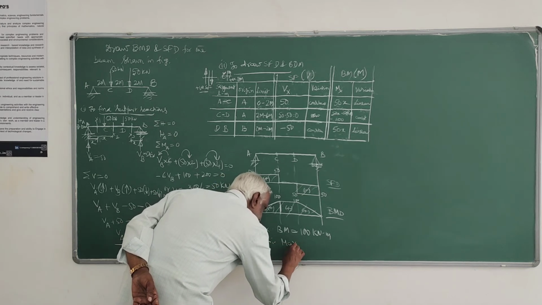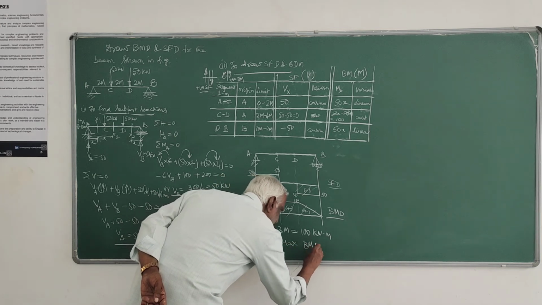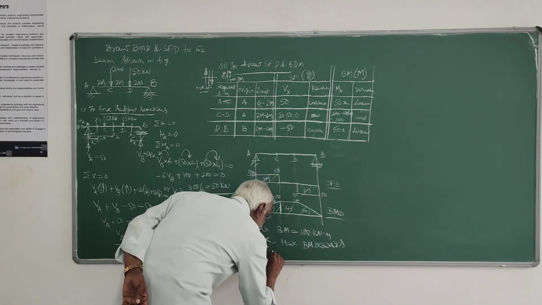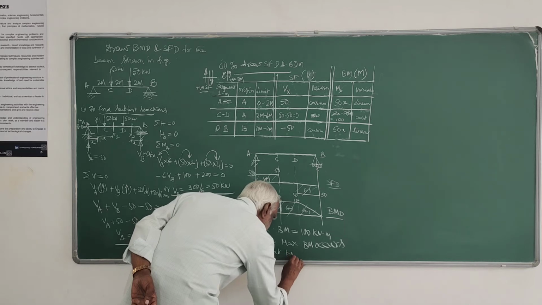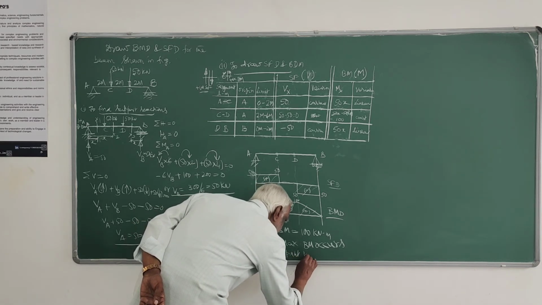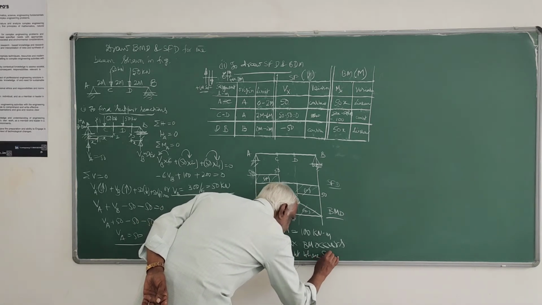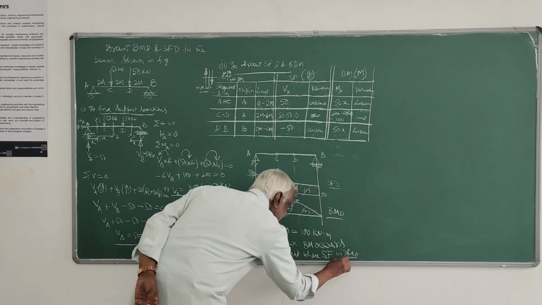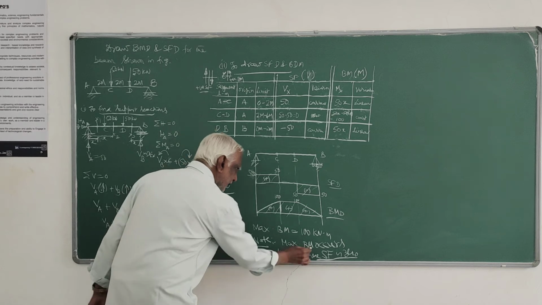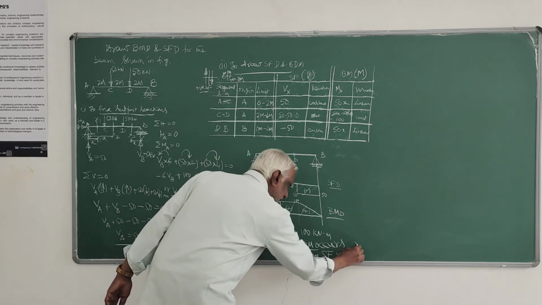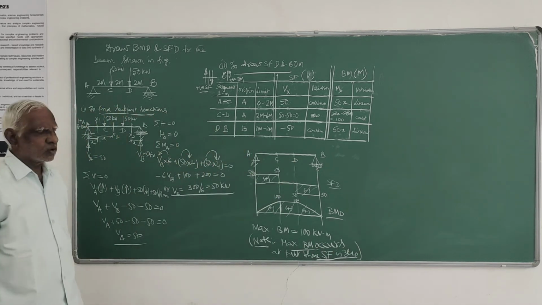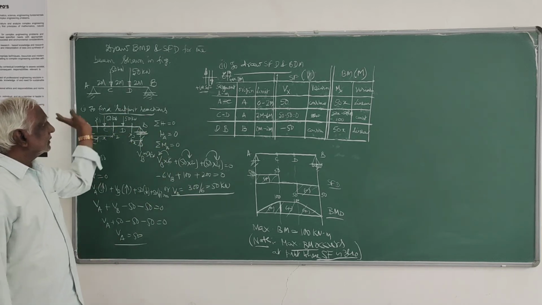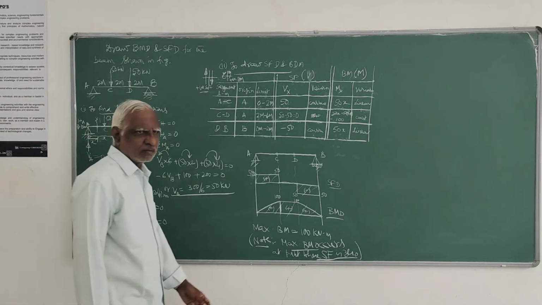Maximum bending moment occurs at the point where shear force is 0. Maximum bending moment occurs when shear force is 0. This point you can remember. So with this, the example is over.